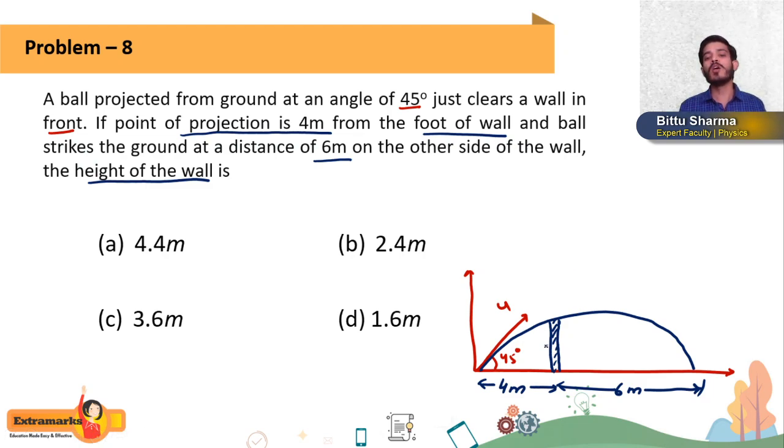It's very easy. First of all, what is given to us? The range is given to us in this question. How much will it be? 10 meter, this is 4 plus 6. And what is the formula of range, students?